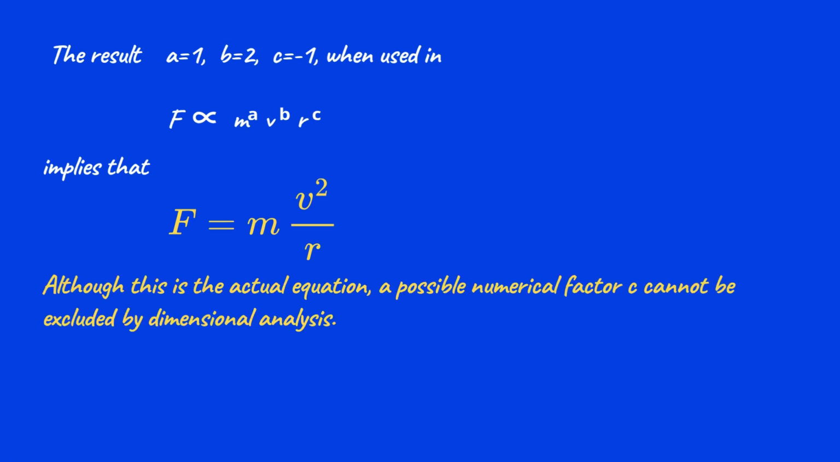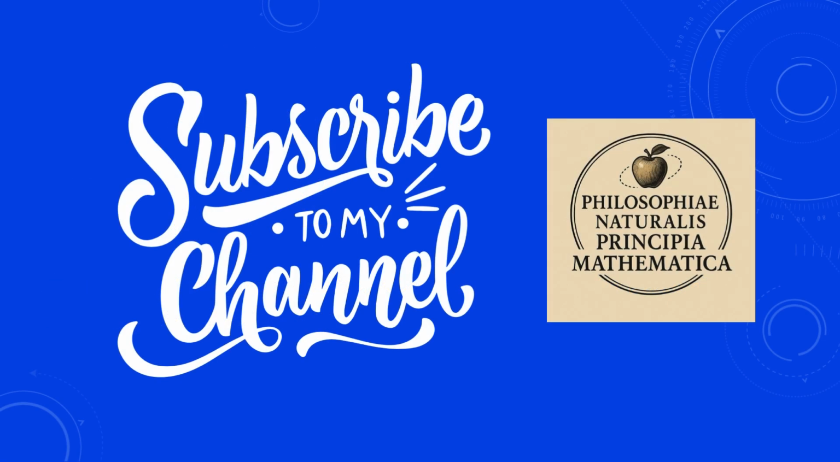Although dimensional analysis gives us the exact dependence on the mechanical variables, a possible dimensionless factor c cannot be excluded. In this case, it is a happy coincidence that the constant c happens to be 1. And with the last comment, we have concluded this quick example on the use of dimensional analysis.